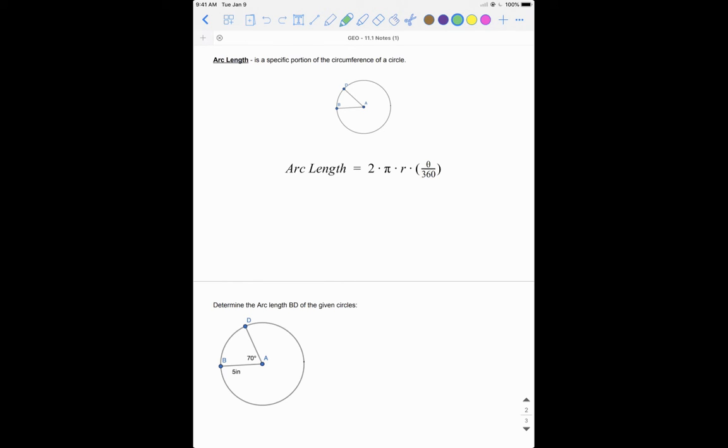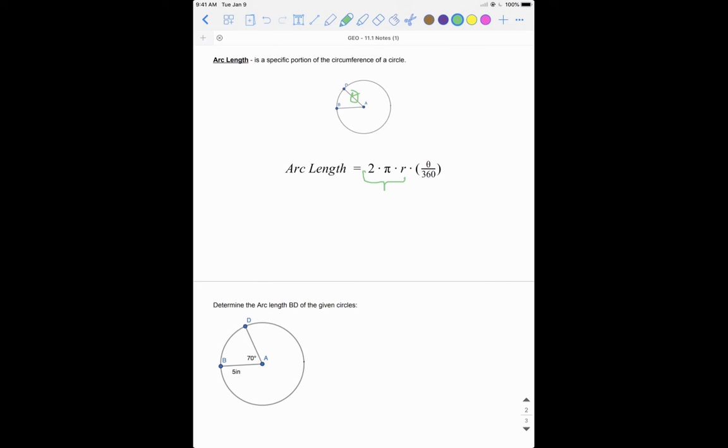Arc length, notice it has the equation of the circumference, right? 2 pi r that we talked about in the previous video. The only thing we have to take into account is what portion of the circle, which is this part. How much of the 360 degrees are we looking at? This letter up here is theta, and that theta is used to acknowledge an angle measure.